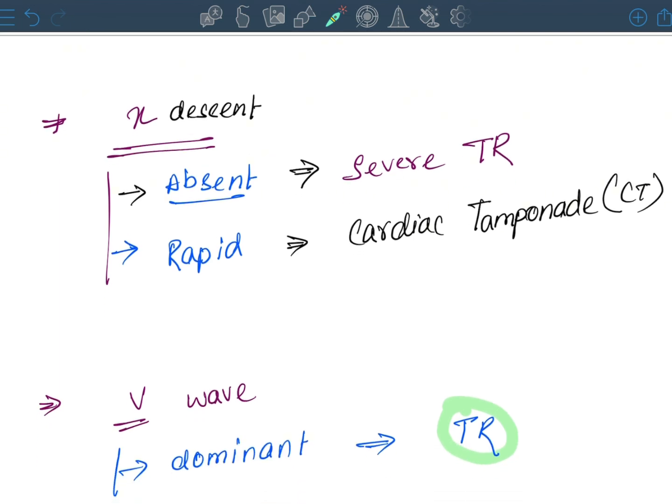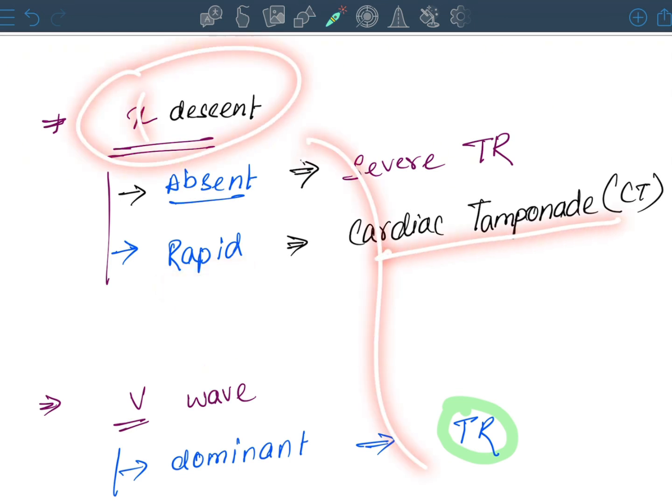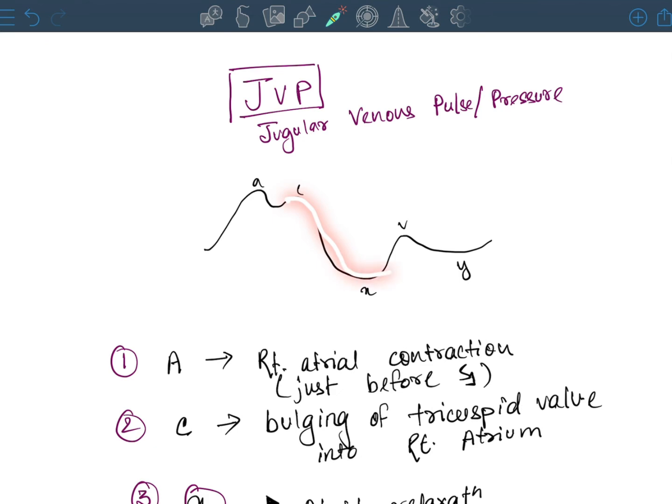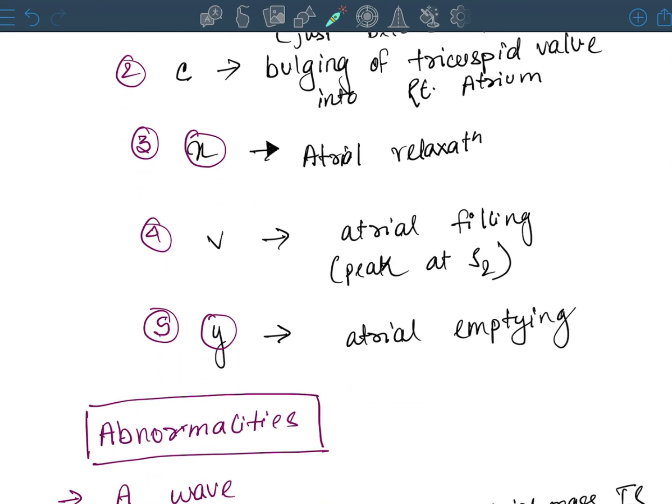Regurgitation. Sorry for my pronunciation. And if it is rapid, it's cardiac tamponade. If the X descent is very rapid, it happens very fast, like this, the slope is very fast. This is the normal X descent. And if it happens very fast, then it will stand for CT.